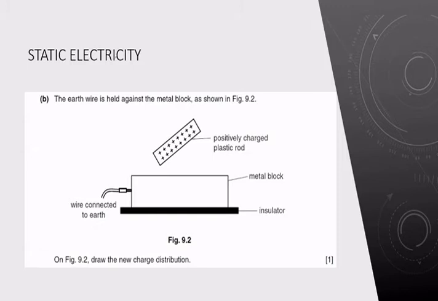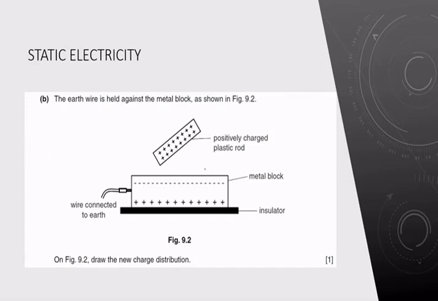Guys, remember, the negative charges are attracted by the positively charged plastic rod. Because the wire is connected to the earth, the wire becomes the medium for the flow of electrons. Here, the positively charged plastic rod attracts the negative charges from the earth. So, the electrons will flow from the earth into the metal block through the wire. So now our drawing will become like this.